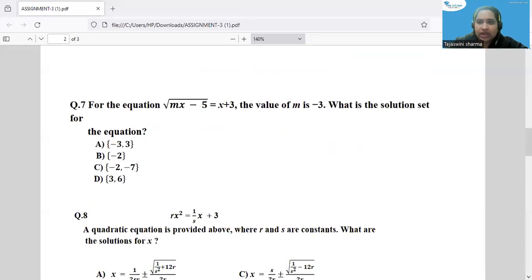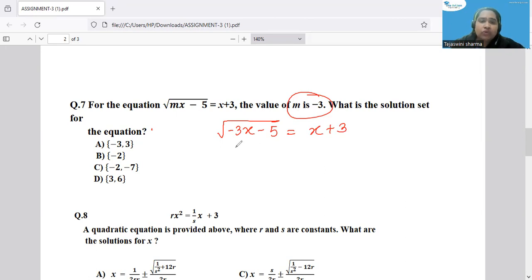Question number 7. In this question, for the equation square root of mx minus 5 equals x plus 3, the value of m is minus 3, and what is the solution set for the given equation? So first of all, let us plug in this value negative 3 into the given expression. So it is negative 3x minus 5 equals x plus 3. I have put down the value of m here.